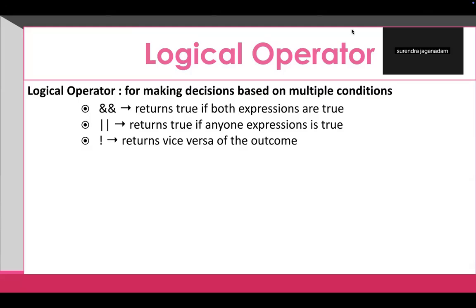Hi everyone. So let us start with the logical operators. Ideally, in order to perform logical operations, typically between Boolean values, we use logical operators for making decisions based on multiple conditions. Logical AND returns true if multiple expressions are all true. Logical OR returns true if any one of the expressions is true, whereas NOT returns the vice versa of the outcome.